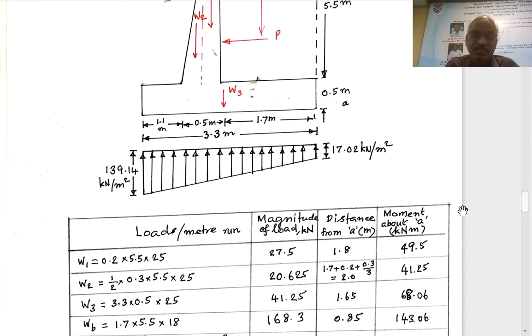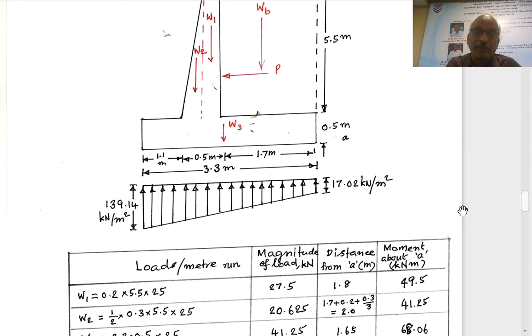0.5 is the thickness. 1 meter is the length. So that gives the volume into 25 kilonewton per meter cube. That gives 41.25, and it is a uniform rectangular section. Therefore, from A the distance is 3.3 by 2, which is 1.65. So the moment equals 41.25 into 1.65, equal to 68.06.